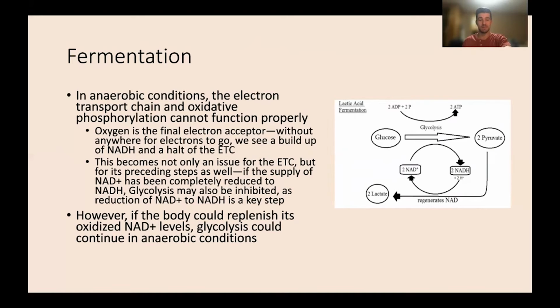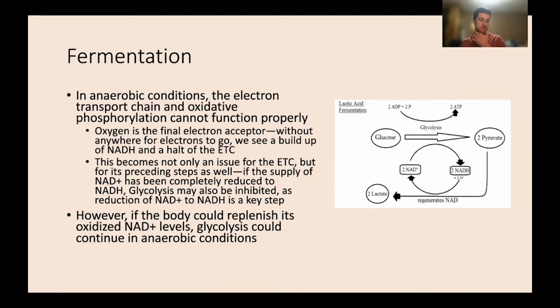So the supply of NAD+ has been completely reduced to NADH. Glycolysis may be inhibited because NAD+ acts as an oxidizing agent, a very important oxidizing agent in that process. So if the body could replenish its oxidized NAD+ levels, glycolysis can continue in anaerobic conditions.